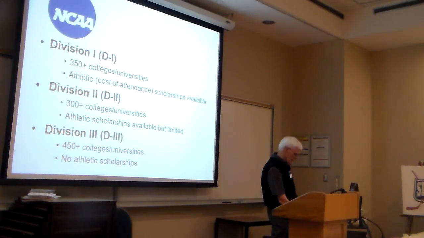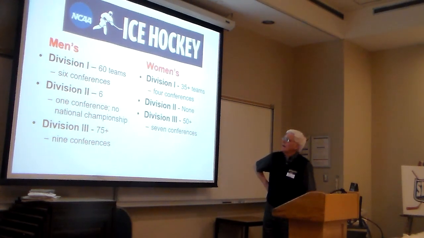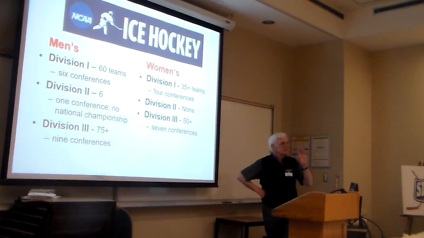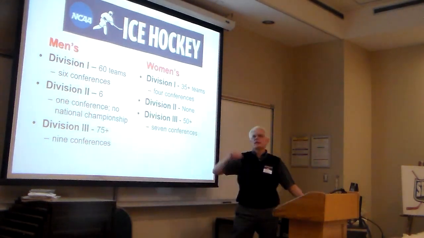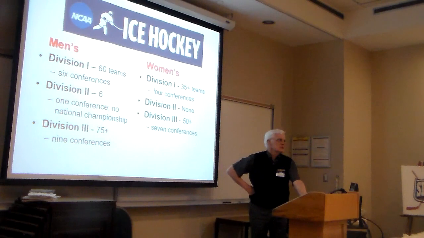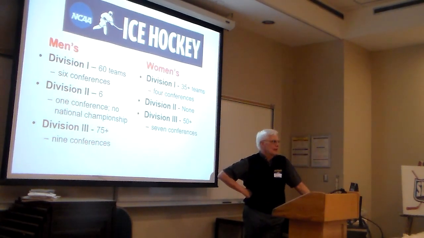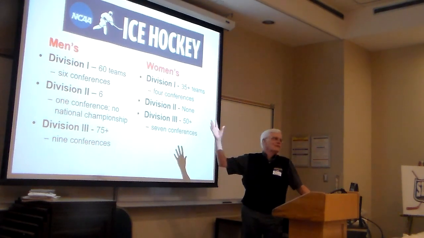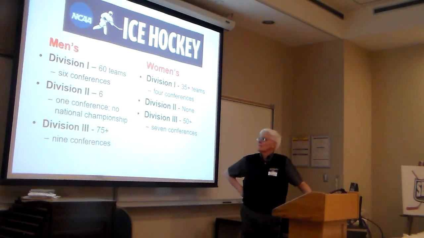So just to kind of give you an idea. Now in terms of ice hockey, Division I has 60 teams. Let's look at the men's side here first. There are 60 teams. There are 6 different conferences and 1 independent. And the 1 independent is Arizona State. They're not in a conference. But the other 59 teams are in one of 6 conferences.